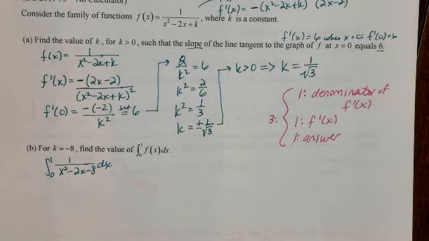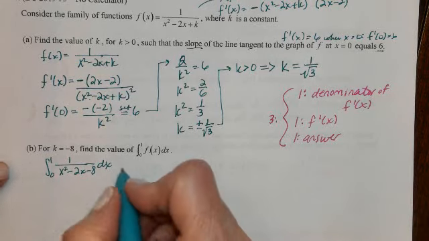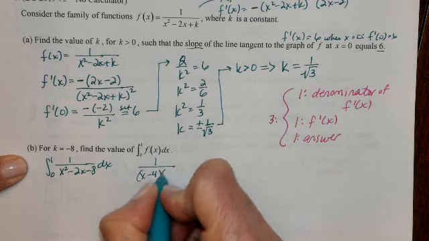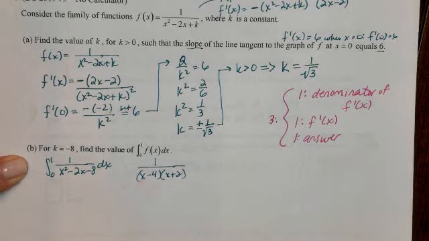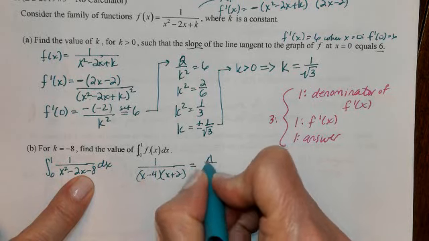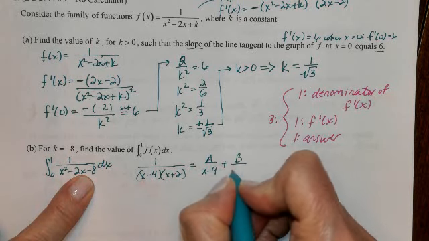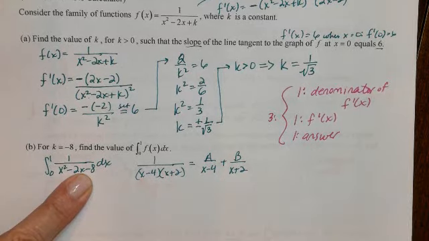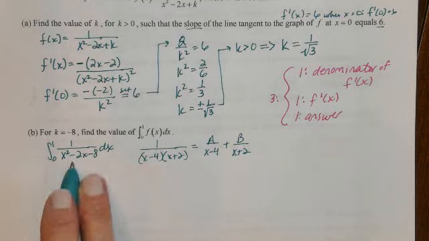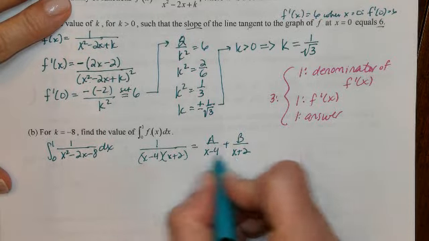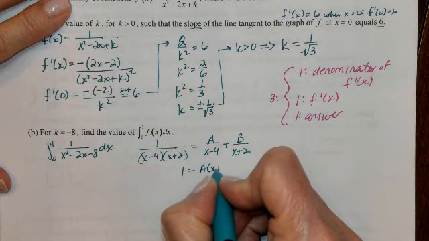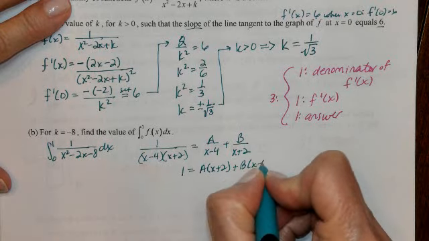We can factor that denominator though, can't we? When you factor it, you get x minus 4, x plus 2. So this is a partial fraction decomposition. Once we break it down, this will be very easy to find the antiderivative of. I'm going to multiply both sides by x minus 4 times x plus 2, and we get 1 is equal to a times x plus 2 plus b times x minus 4.